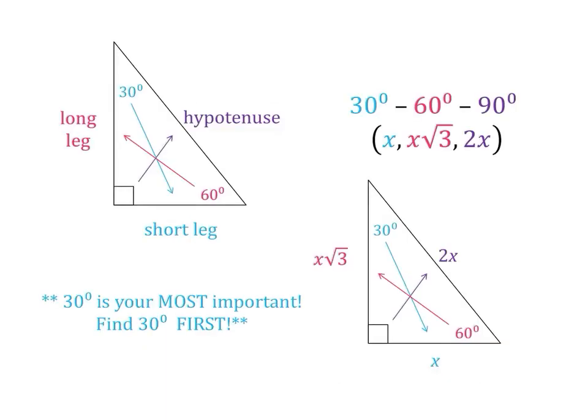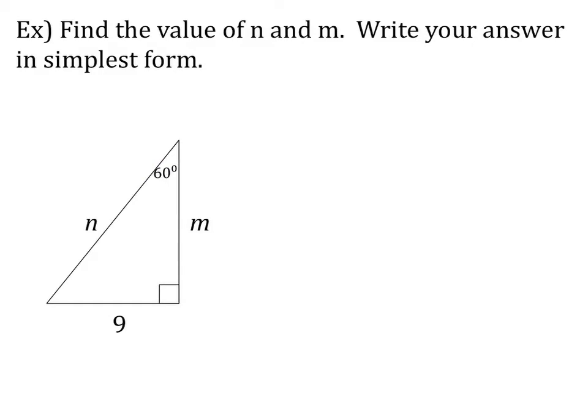Now just to help you get better acquainted, here are some images to help you with identifying your shortest leg, your longest leg, and your hypotenuse. And just know that the order of the angles corresponds to the order of the side lengths. What's most important is that you're always looking for that 30-degree angle first. Once you have that 30-degree angle, all the other angles kind of fall into place. And using these labels will help us solve for unknown lengths.